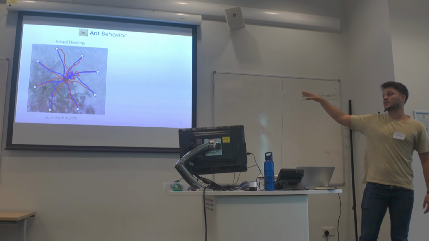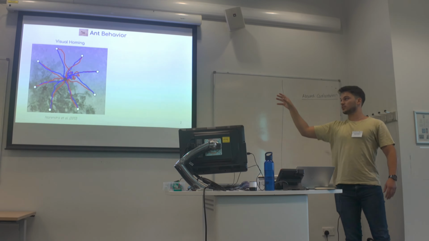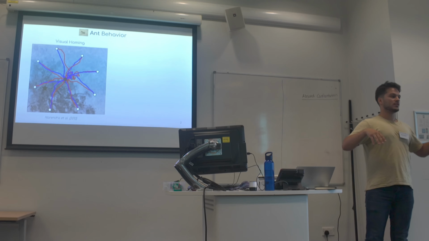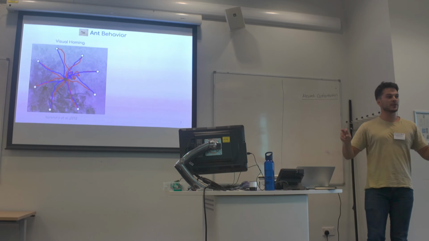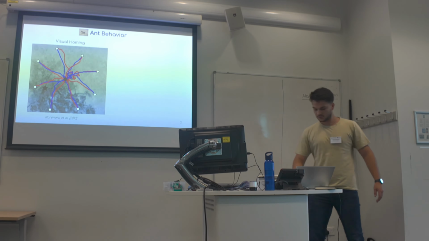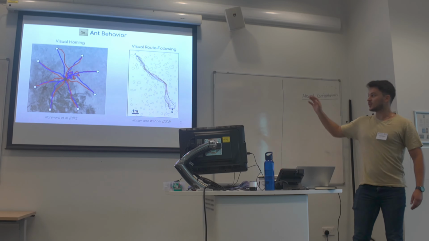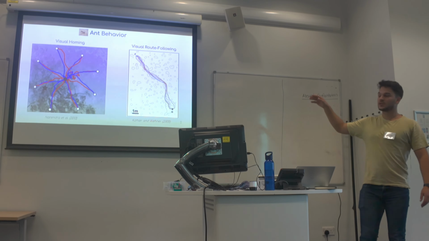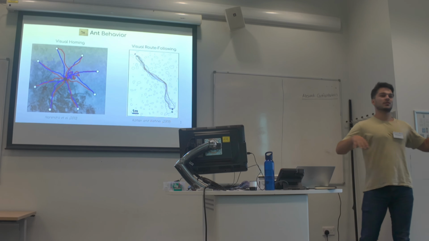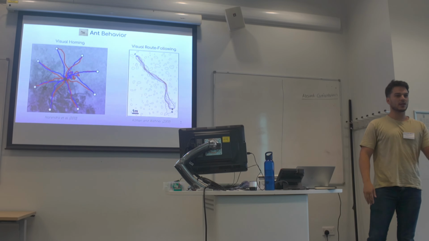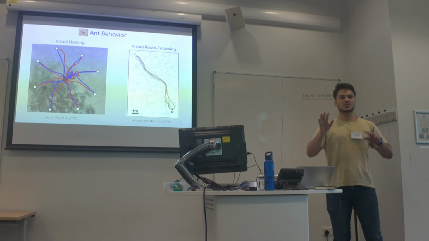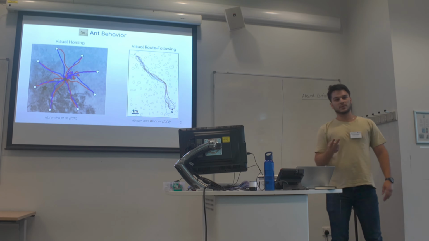To the left, you can observe that when you release an ant somewhere around the nest, they go back home doing visual homing, using vision only. And they can do this for visual route following as well. So they can go back and forth between the feeder and the nest, doing the same route again and again. So it's considered two kinds of behavior.